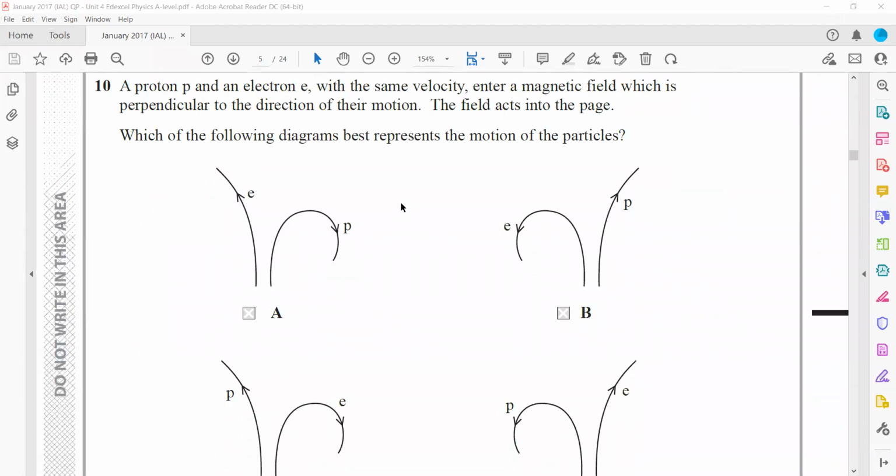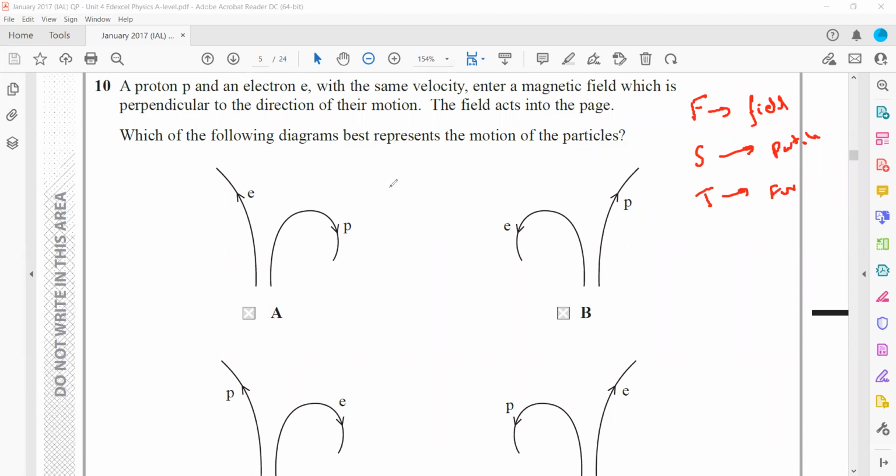Then a proton and an electron are moving in a magnetic field which is perpendicular. The force is acting into the page. You will use the left hand for a positive particle. The index finger, your first finger, points towards the field. The second finger represents the direction of the particle. And your thumb will represent the force or the deflection.